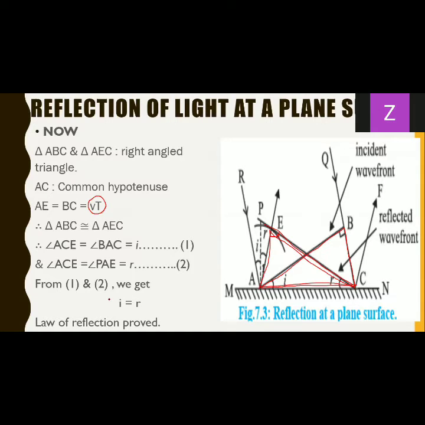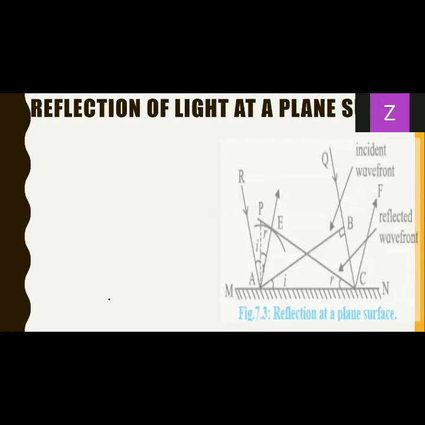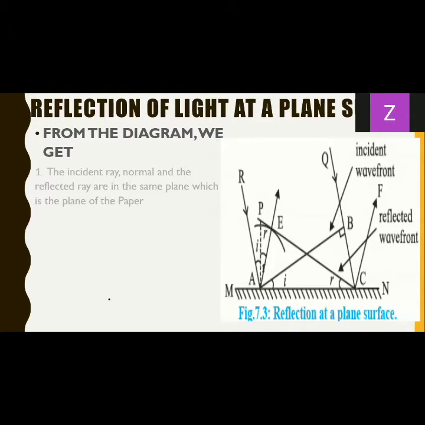Okay. Now, from the same diagram, we can write some other things as well. We can consider a couple of things. First point, we can see that the incident ray, normal, and reflected ray are all in the same plane. They are in the plane of paper, which is another law of reflection. We know that all of them lie in the same plane.